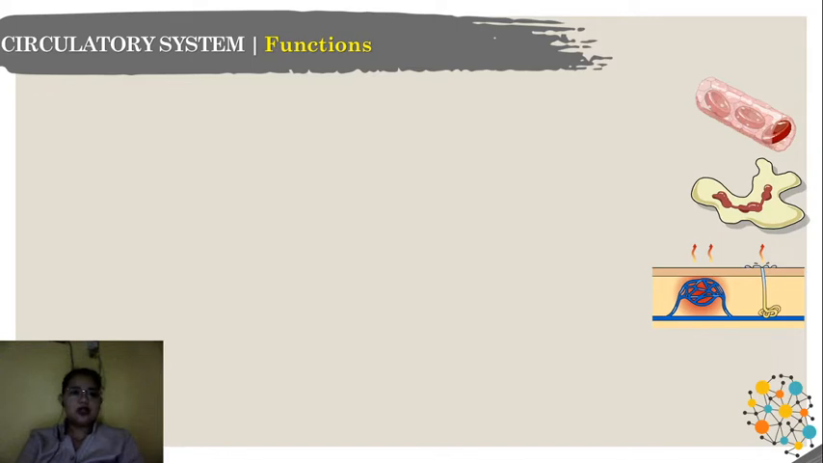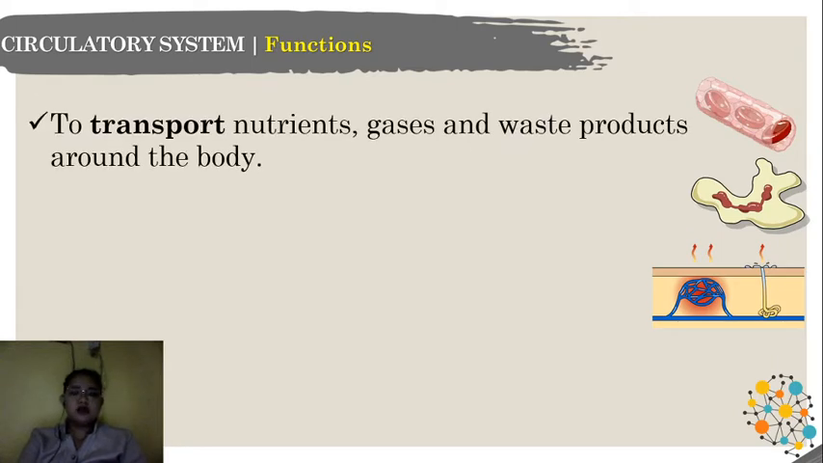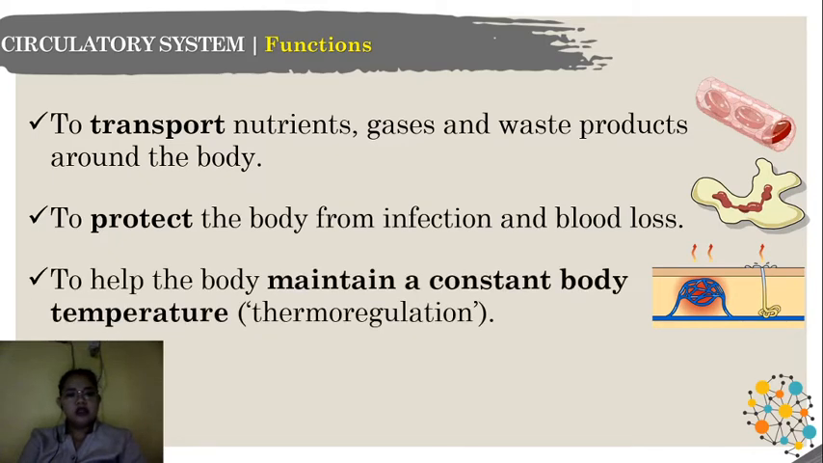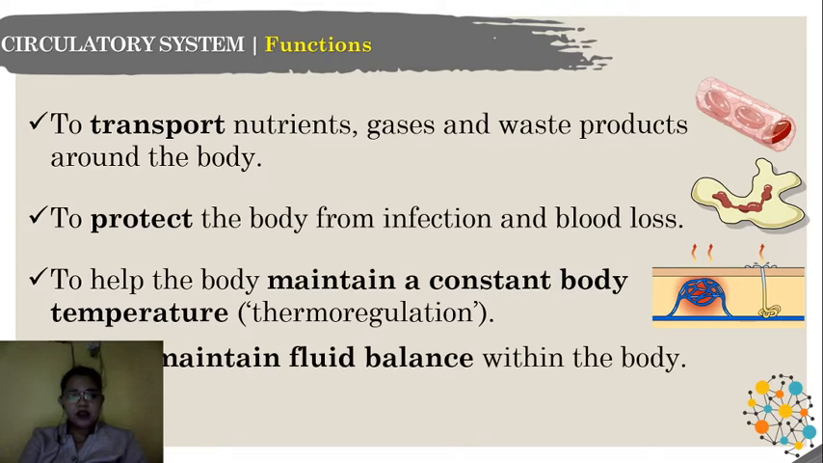So the main function of circulatory system is to transport nutrients, gases, waste products around the body. And then the second one would be to protect the body from infection and blood loss. So we will see later on our discussion, sino ba dito yung responsible na components para protektahan ang katawan natin from diseases. Okay, next. It helps to maintain a constant body temperature known as your thermoregulation. And then it helps to maintain fluid balance within the body.